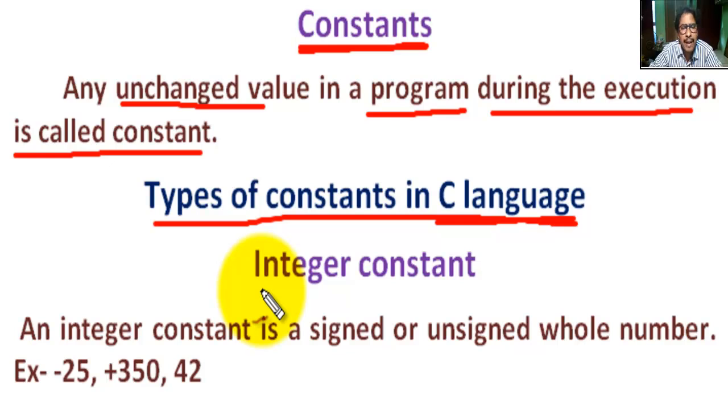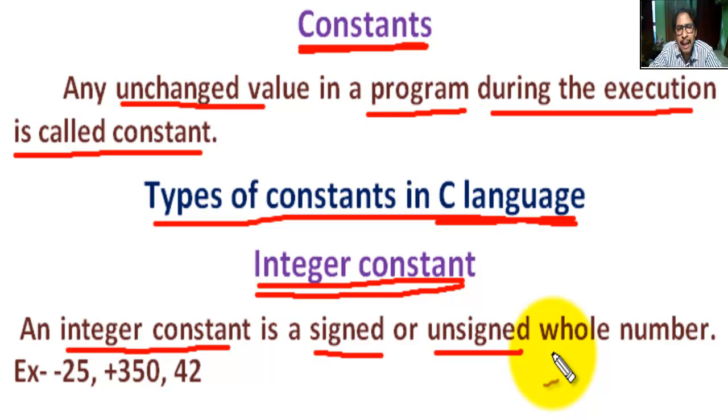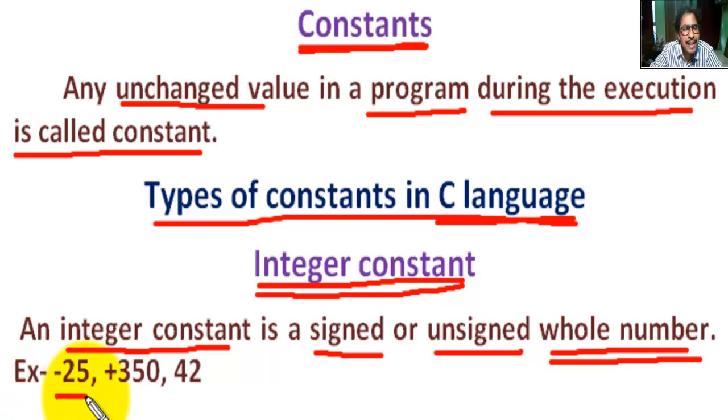First, what is an integer constant? An integer constant is a signed or unsigned whole number. For example, minus 25, plus 350, 42, etc. Okay.